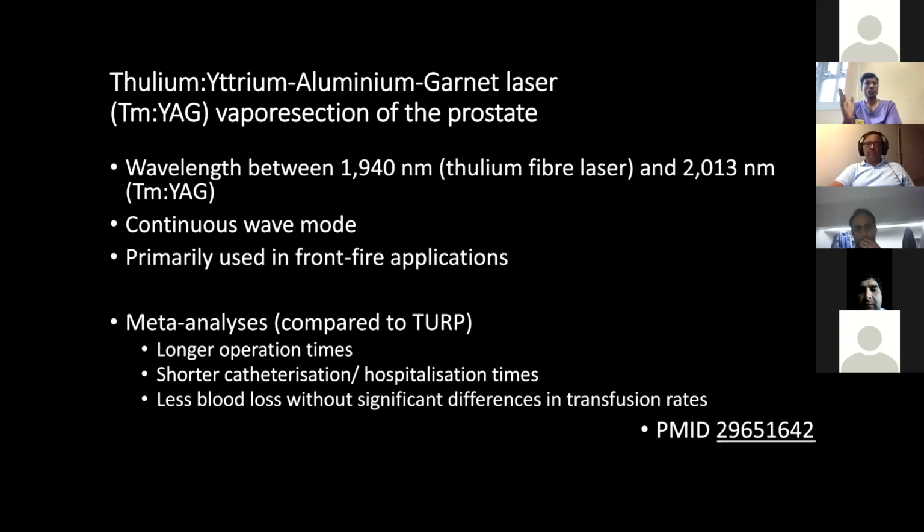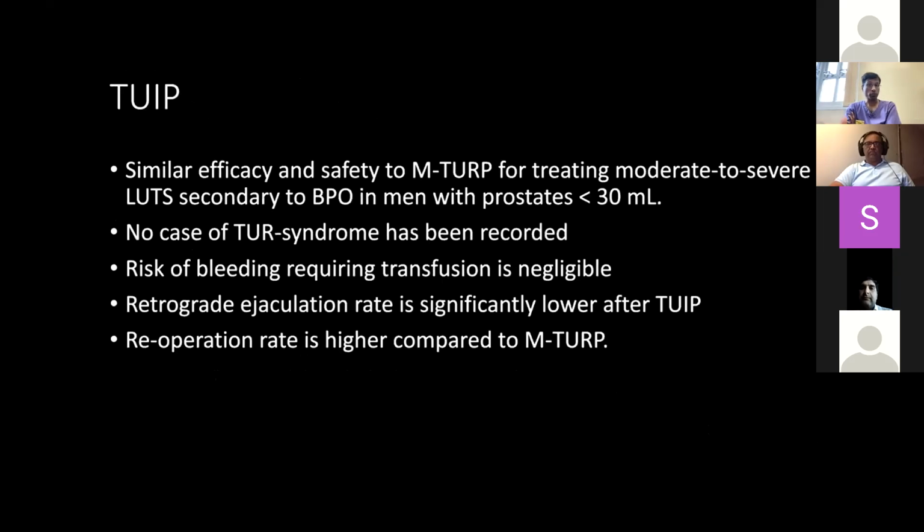Laser is always a much better hemostatic than monopolar or bipolar or any energy source. That's why laser is very good in hemostasis. It always creates very little blood loss. It is very suitable for patients on anticoagulants, even though you can stop the anticoagulant adequately. The next option is transurethral incision of the prostate, which is suitable for very small prostates, less than 30 cc.